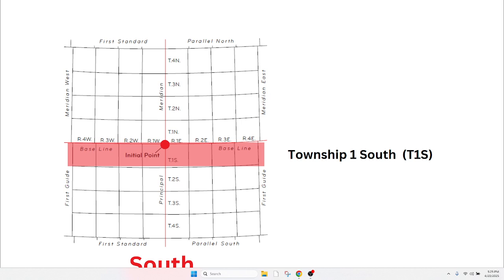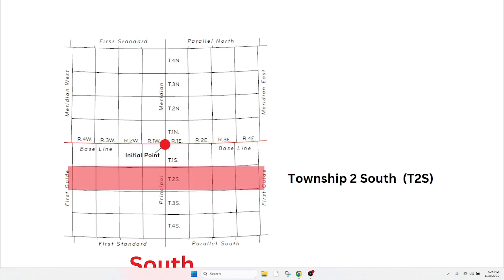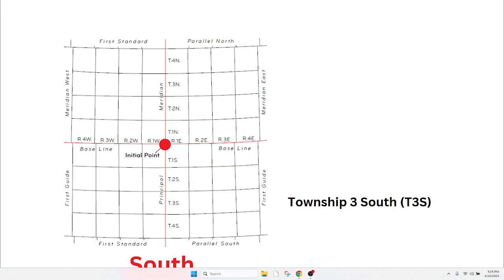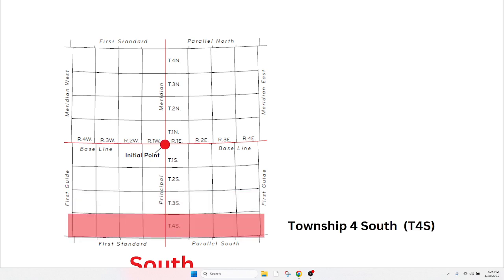The township in the first row south of the initial point are in Township 1 South. As we move farther south, the township number increases. The second row south of the initial point is Township 2 South. Next is Township 3 South, then Township 4 South, and etc. The numbering continues.